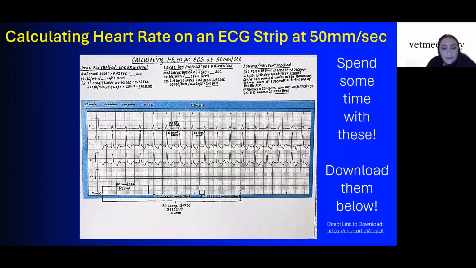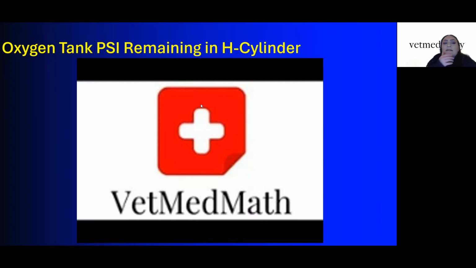Again, this is based on the small boxes and large boxes mostly, and this indicates what one R to R interval is, and how many small boxes are there, how many large boxes are there, and basically what 50 millimeters per second is equivalent to, which is 1 second. 30 large boxes is equivalent to 3 seconds or 150 millimeters. So yeah, I definitely want you guys to try to figure this out, because that's a great skill to have.